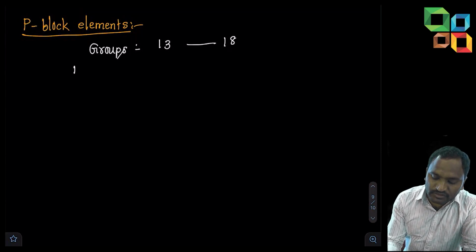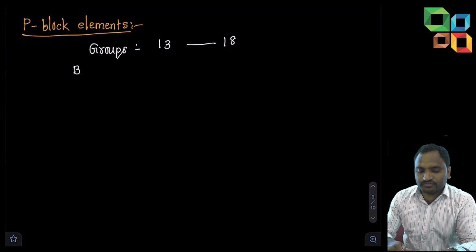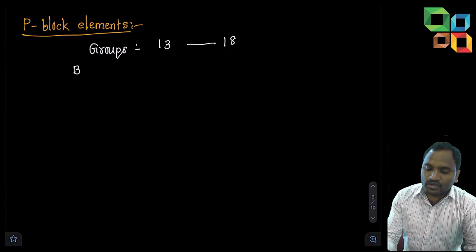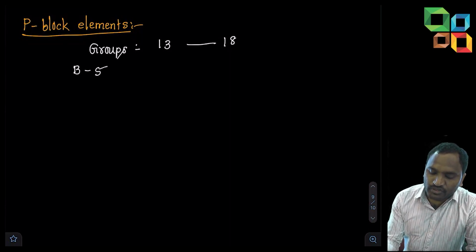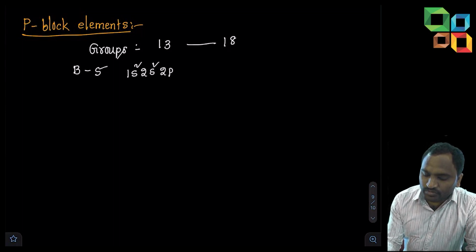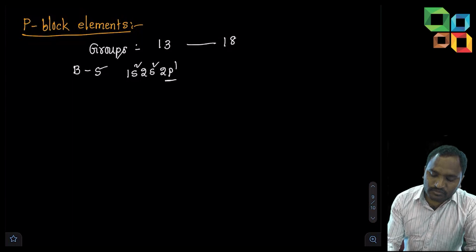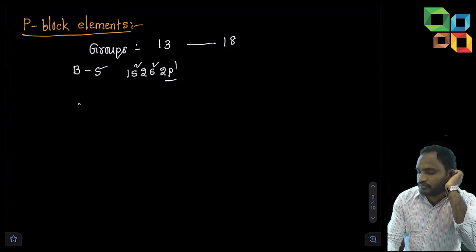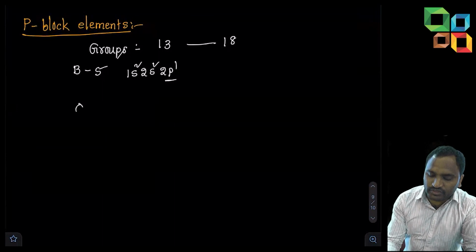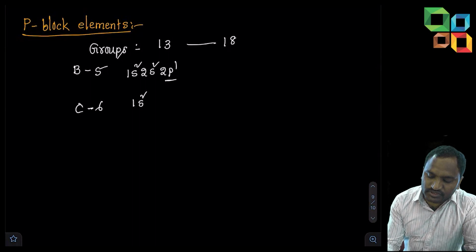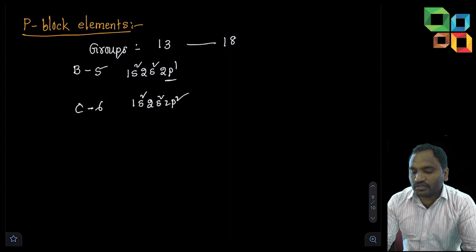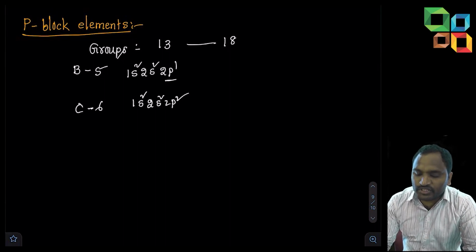Example, in the 13th group the first element is boron. Boron atomic number 5: 1s2, 2s2, 2p1. The last electron is in the p subshell. In the same way, carbon, the first element in group 14, atomic number 6: 1s2, 2s2, 2p2. In all these elements, the last electron enters into the p subshell.